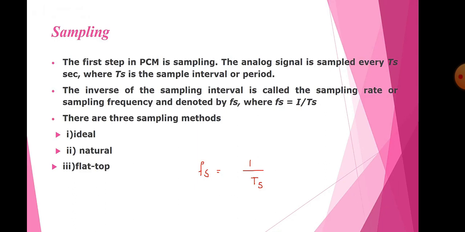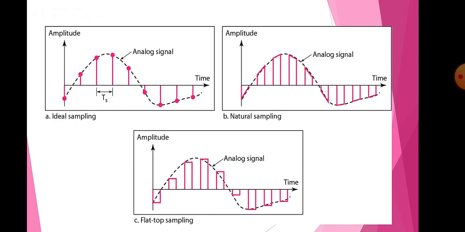Under sampling, we have three different methods. The first one is ideal sampling, the second one is natural sampling, and the third one is flat top sampling. First we consider ideal sampling. In the case of ideal sampling, pulses of analog signals can be sampled. But this kind of ideal sampling cannot be easily implemented.